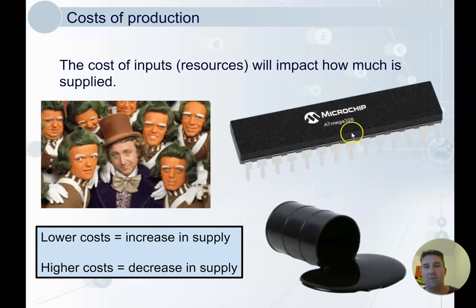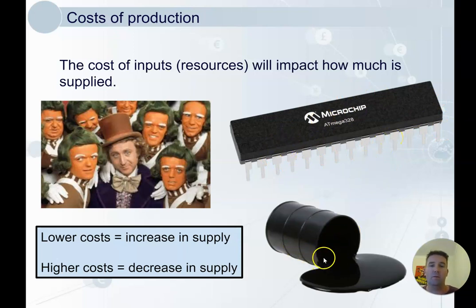A couple of more real life examples. Microchips. As microchips have become cheaper and cheaper and cheaper over the years, so has the cost of production of the things that use the microchips, right? That's my dog, different dog, going mental. So decrease in the cost of microchips increases supply.